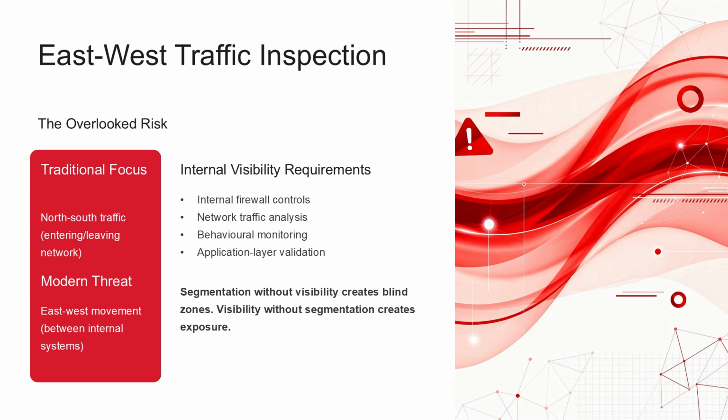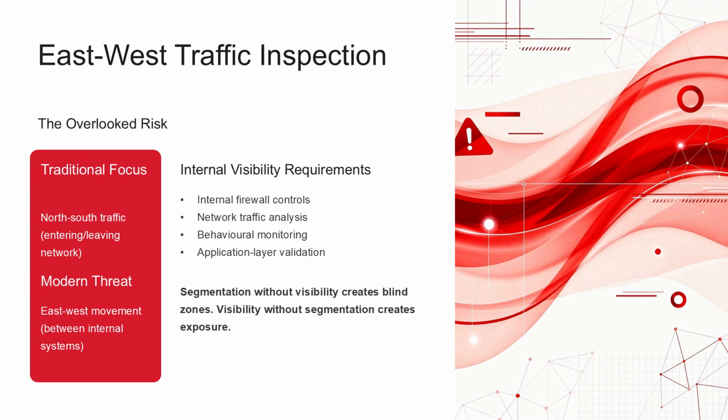Traditional network security focused heavily on north-south traffic entering and leaving the network. Modern threats exploit east-west movement, traffic between internal systems. Once inside, attackers attempt to move laterally. If you do not monitor and inspect east-west traffic, you may not detect this movement. East-west inspection includes internal firewall controls, network traffic analysis, behavioral monitoring, application layer validation. You must design internal visibility.